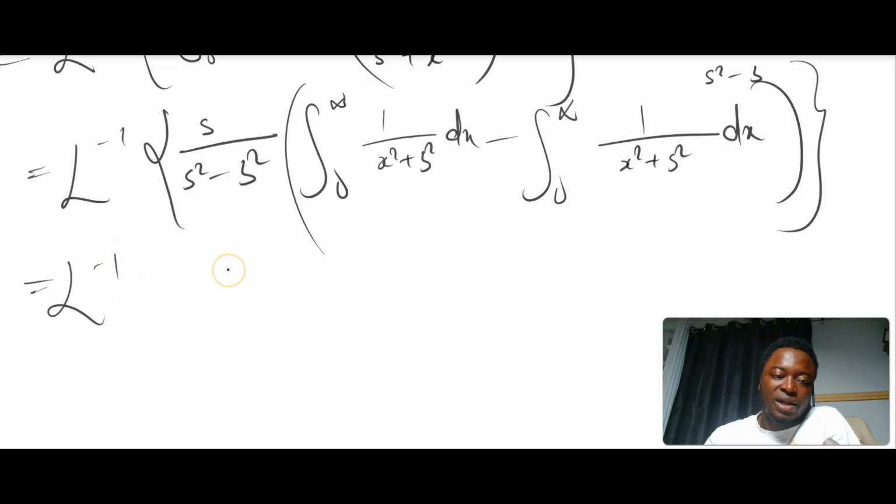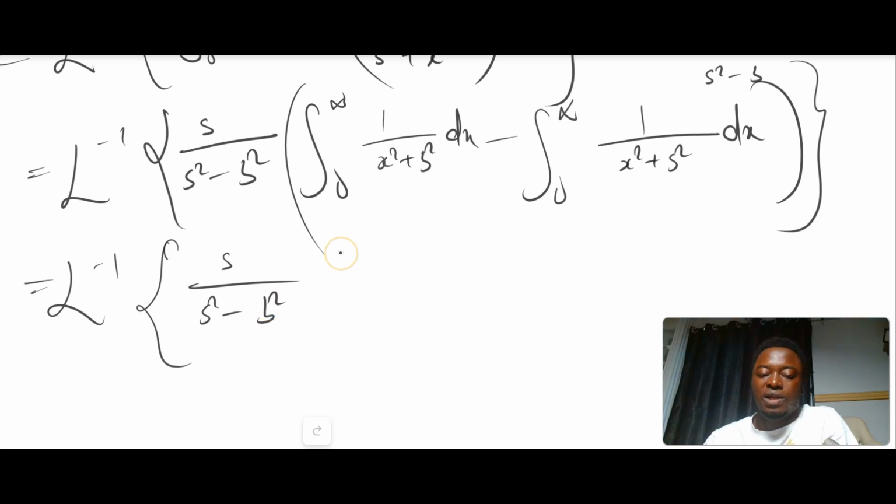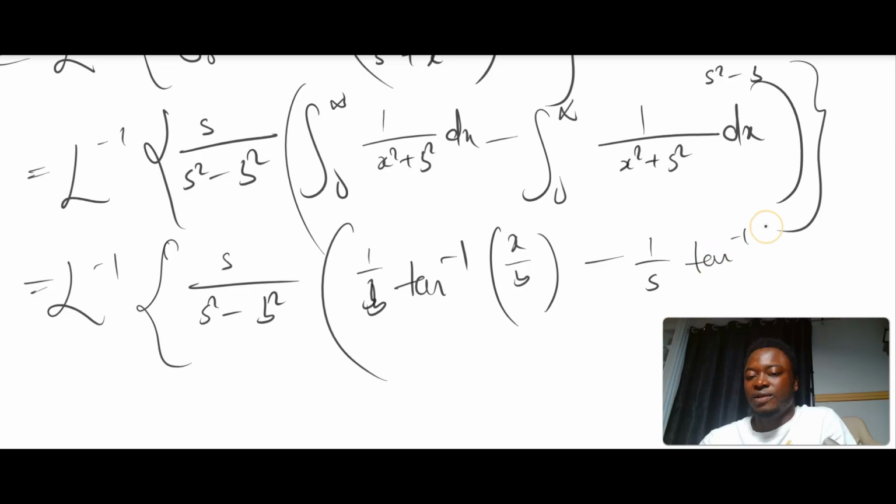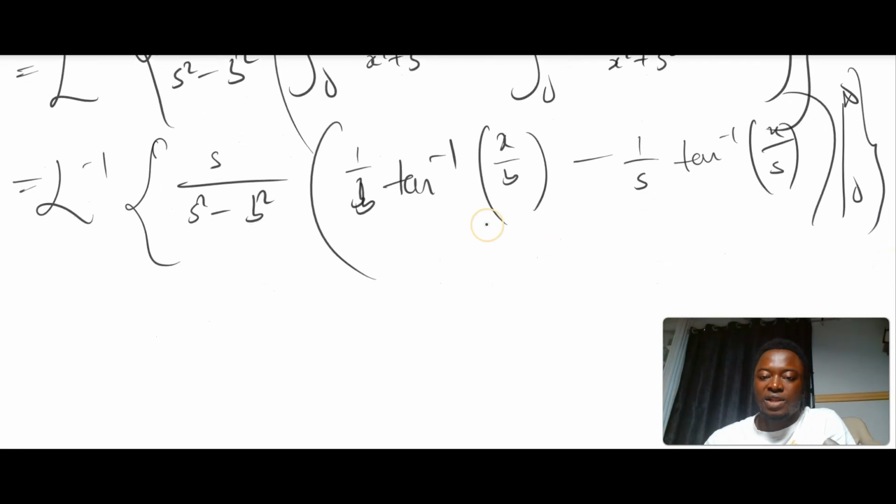This is going to be the inverse Laplace transform of s over s squared, okay, not a plus sign but a minus, s squared minus b squared. Then you have 1 over b times the tan inverse of, I think, x over b. And then you also have 1 over s times the tan inverse of x over s, and everything runs from 0 to infinity. Now if we evaluate this, each of them is pi over 2.